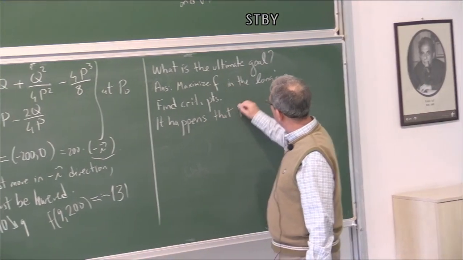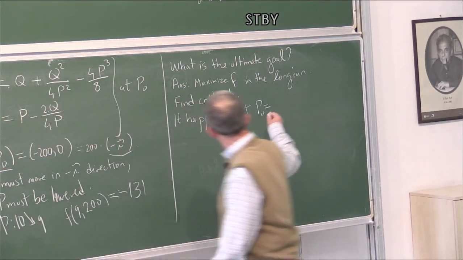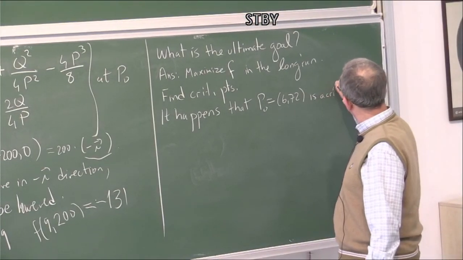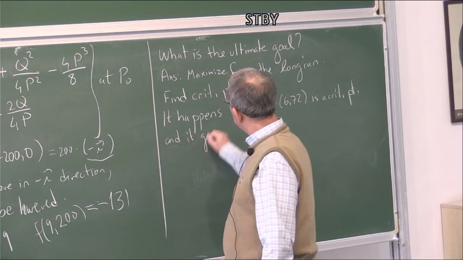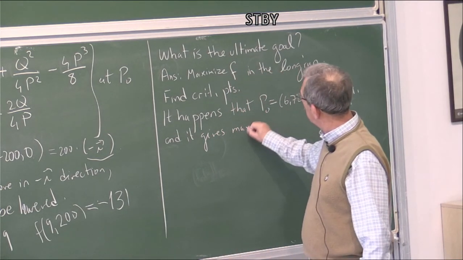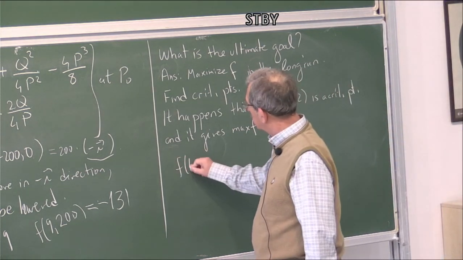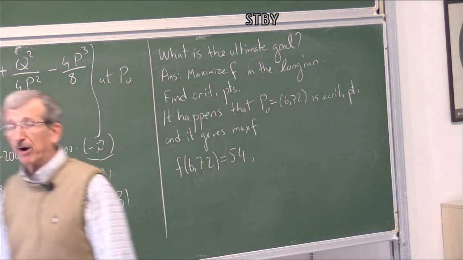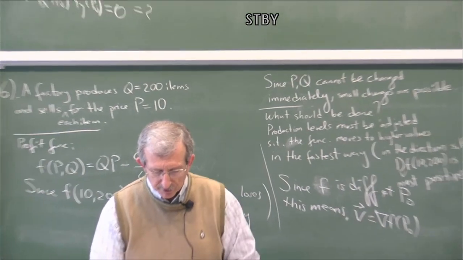That P0, that is 6 and 72, is a critical point, and it gives the maximum of f. And f of 6, 72 is 54, and finally you have a positive profit. But there's a long way to go there. The immediate step is in the direction of the directional derivative.